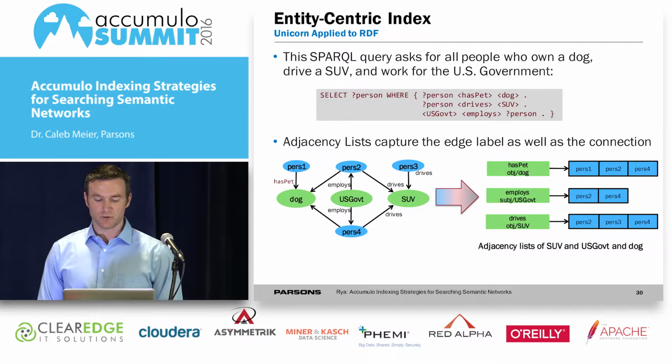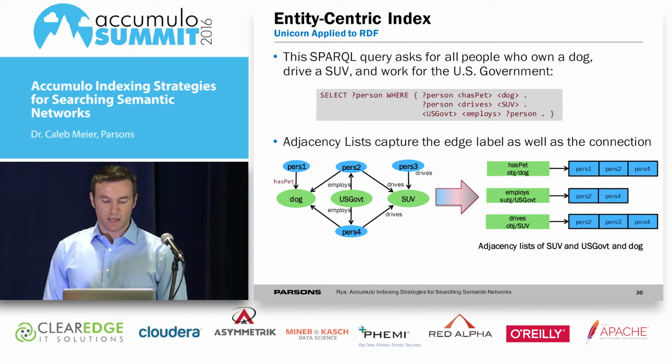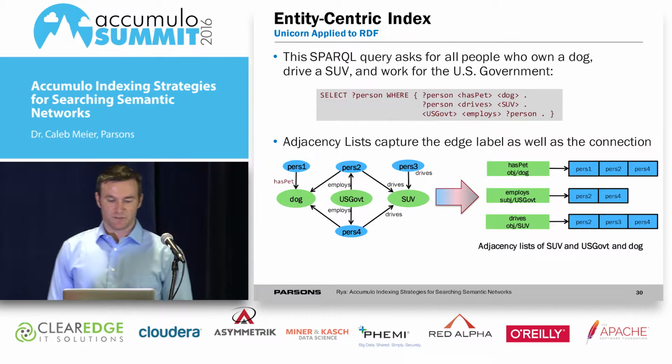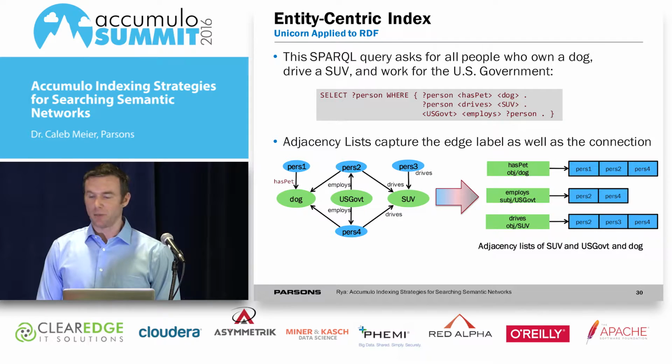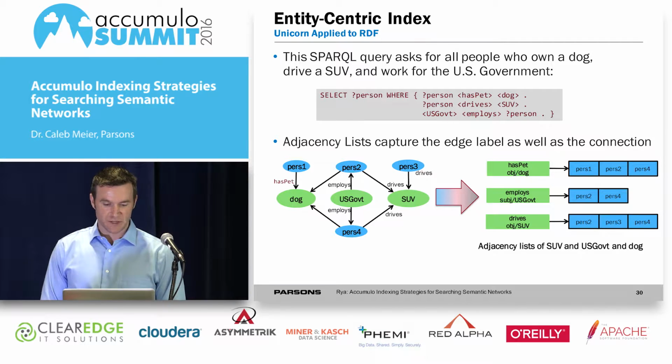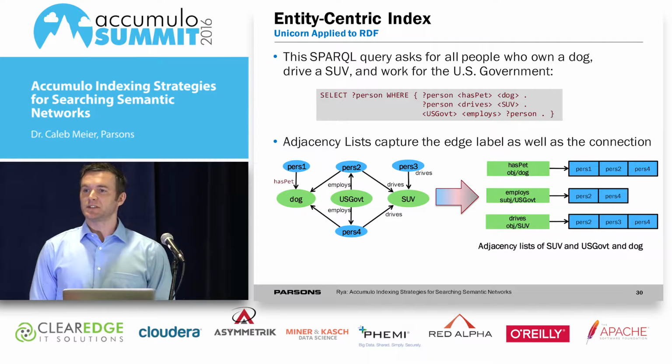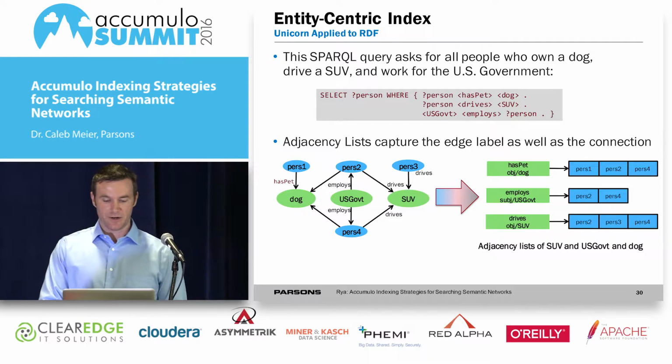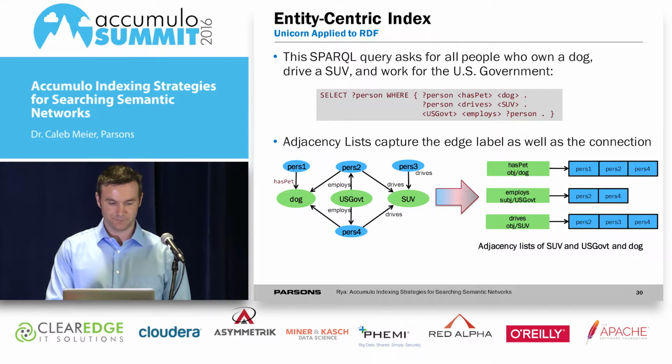And we take a similar approach. We say, okay, well, let's represent this RDF data as a collection of adjacency lists. We're including the predicate. So what these adjacency lists represent is that the predicate is has pet, and object just indicates that dog is the object of the triple. And we have employs as the predicate, subject indicates that US government is the subject of the triple, and so on. And the idea here is we just want to find the intersection of these lists to get our query results, and we see that our intersection is going to be person 2 and person 4.